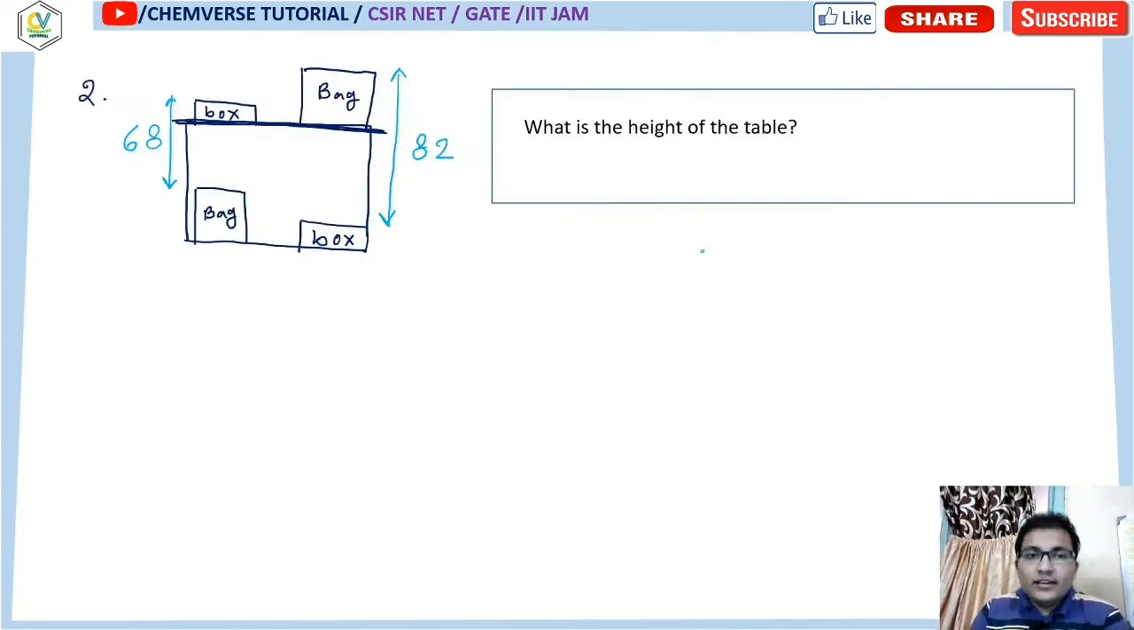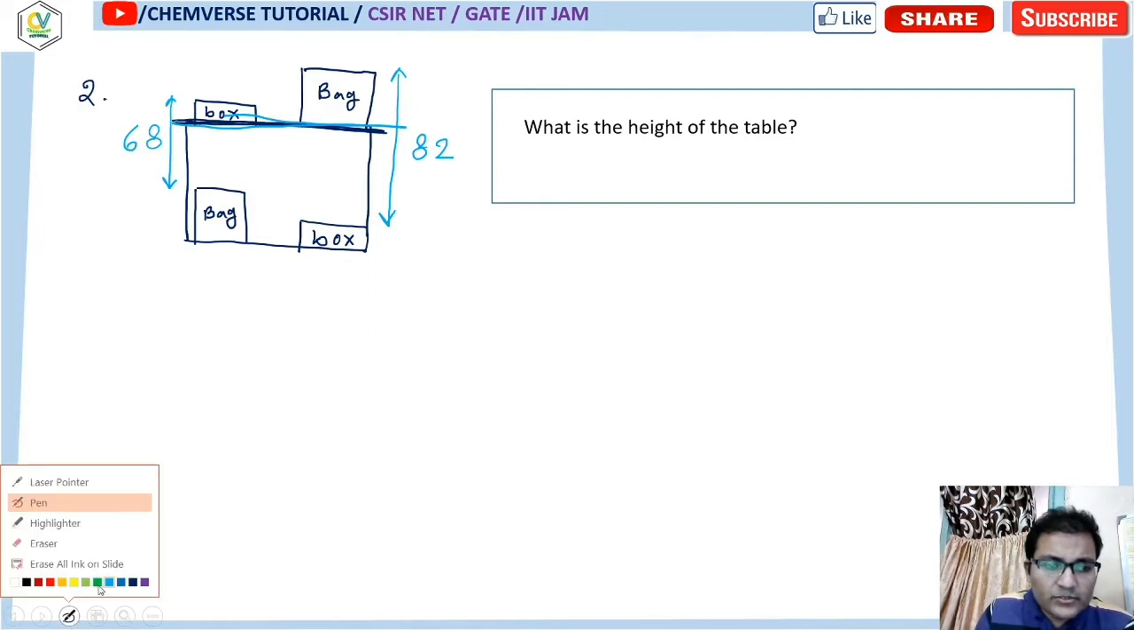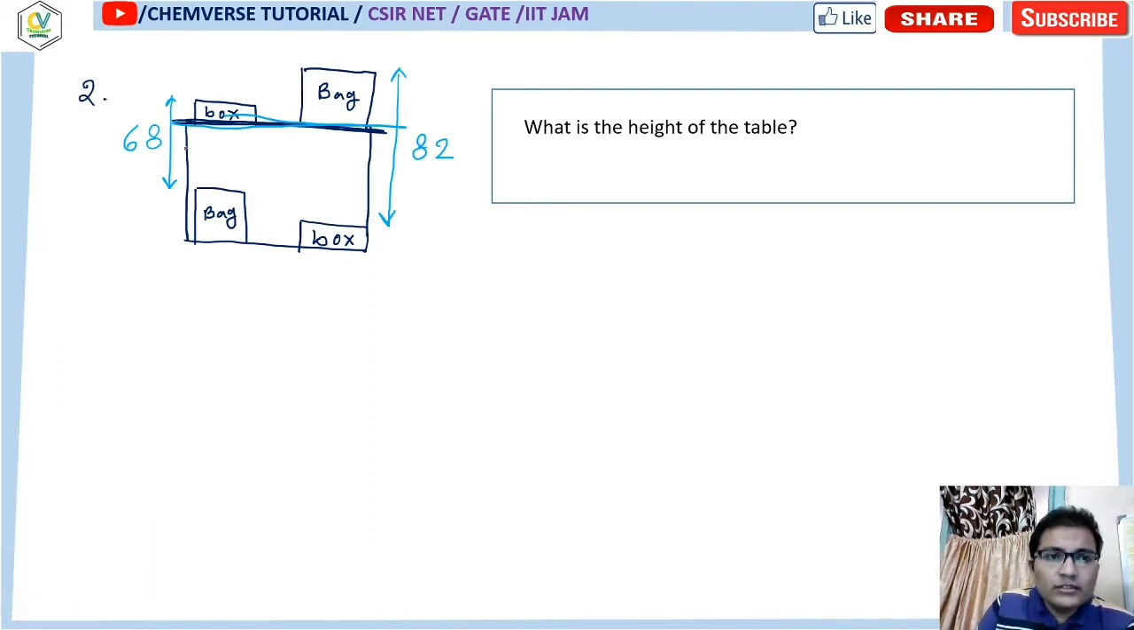This is a very good question and a bit more confusing, but if you break this question down by some very simple algebraic functions, then it will be very easy for you. Now it says that there is a bag and a box, and it is on a table. This one is basically a table. I am using a different color so that you understand. So this is a table, this one is a table.